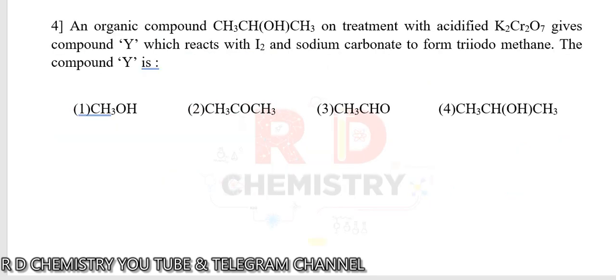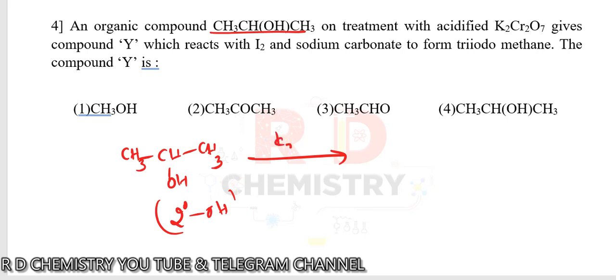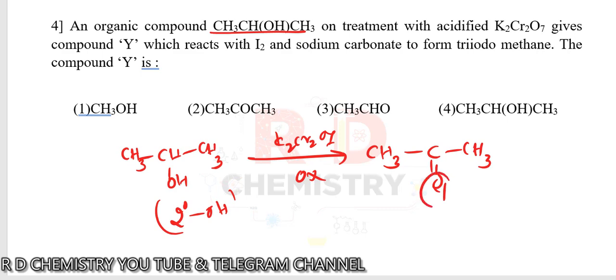Question number 4. An organic compound alcohol has been given, that is CH3, CH, OH and CH3. This is a secondary alcohol, right? Secondary alcohol is treated with potassium dichromate, that is the oxidizing agent. So secondary alcohol becomes the corresponding ketone. So we are going to get acetone here now. This is supposed to be Y.